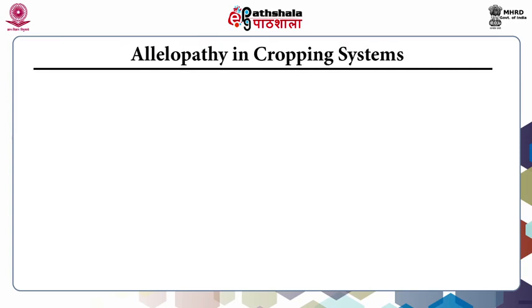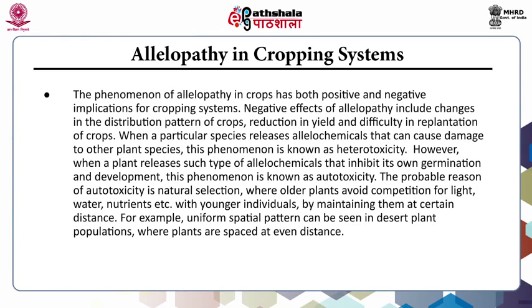Coming to the next part, that is allelopathy in cropping system. The phenomenon of allelopathy in crops has both positive as well as negative implications for cropping system. Negative effects of allelopathy include changes in the distribution pattern of crops, reduction in yield and difficulty in replantation of crops. When a particular species releases allelochemicals that can cause damage to other plant species, this phenomenon is termed as heterotoxicity.